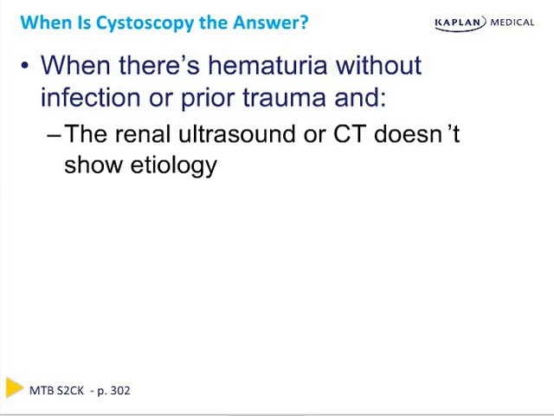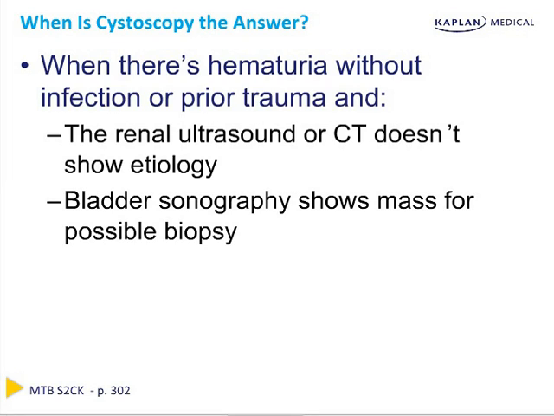The first is if other less invasive tests have not given you the diagnosis, and the order of the workup here is urinalysis, microscopic examination, renal ultrasound, and then CT scan. If all of those have failed to show you what's going on, go ahead and order a cystoscopy.